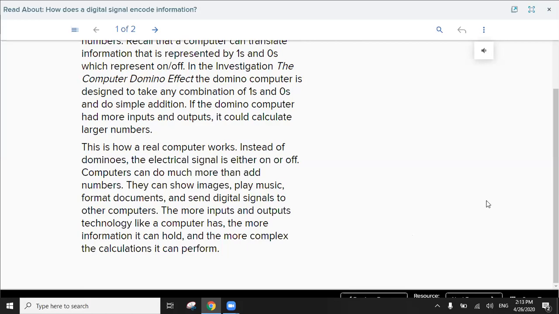Yes, so this is how a real computer works. Instead of dominoes, the electrical signal is either on or off. Computers can do much more than add numbers. They can show images, play music, format documents, and send digital signals to other computers. The more inputs and outputs technology like a computer has, the more information it can hold and the more complex the calculations it can perform. All this by encoded digital signals. Understand?